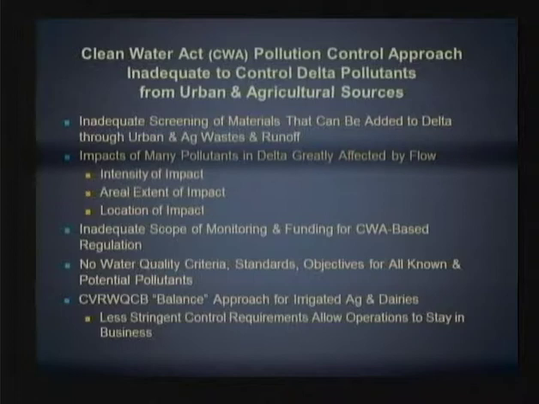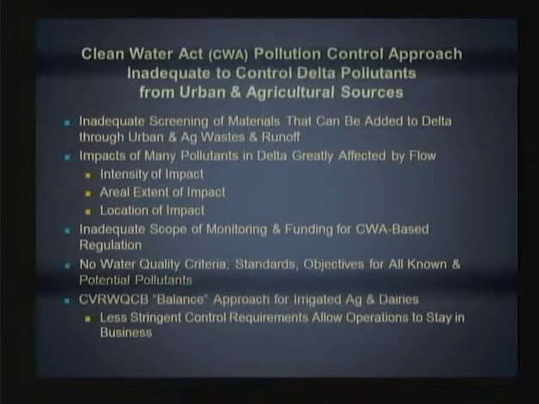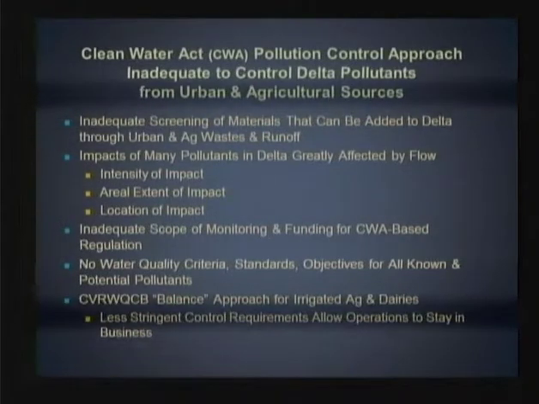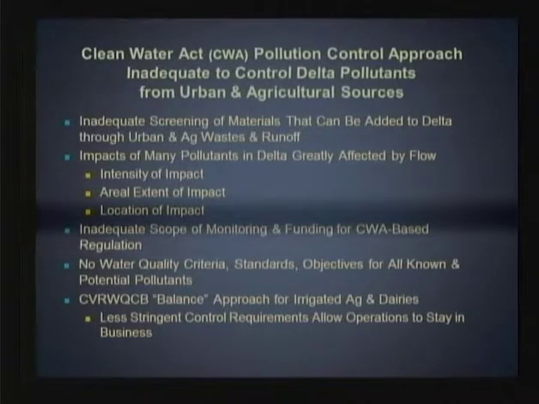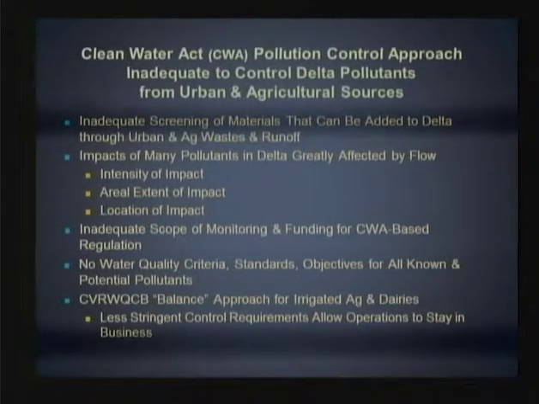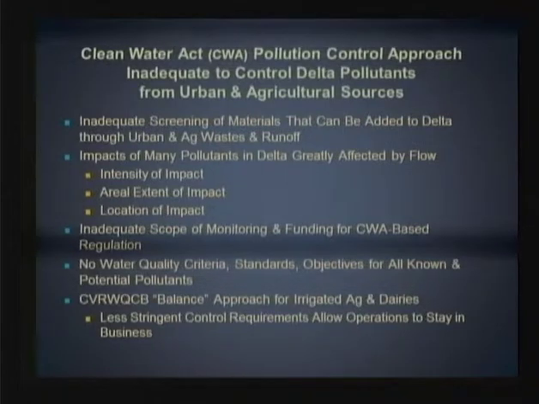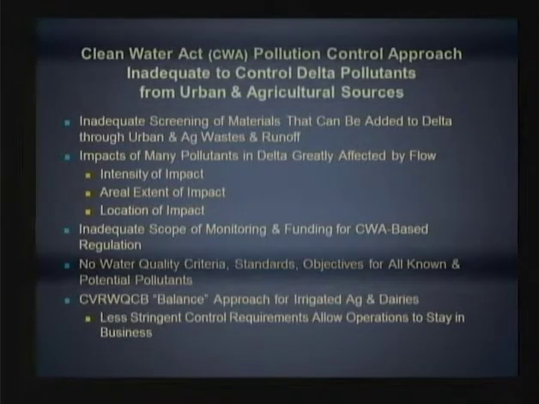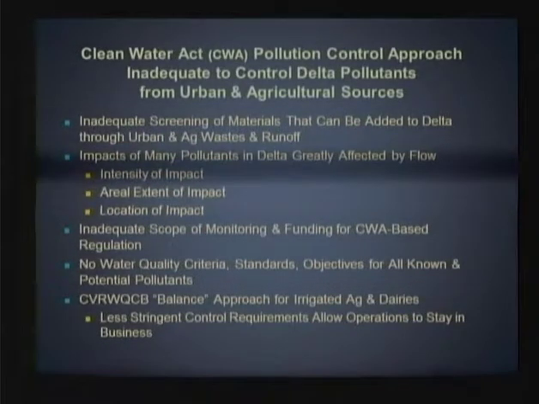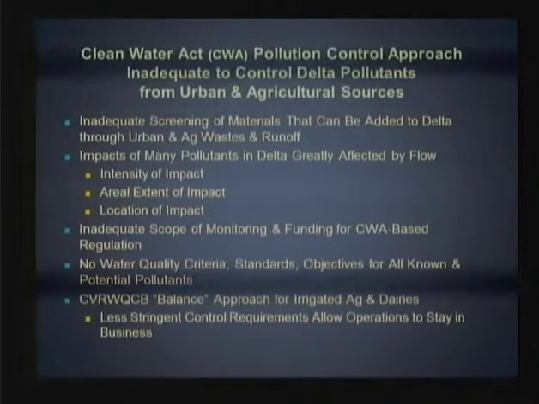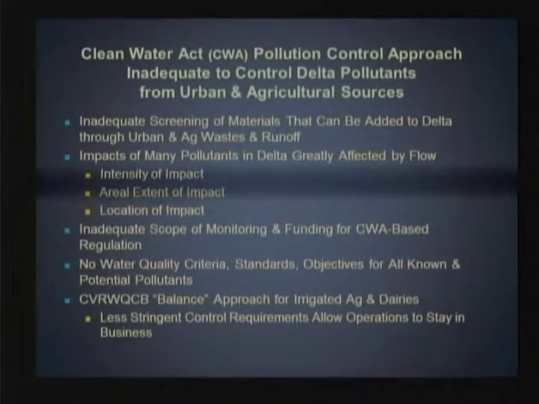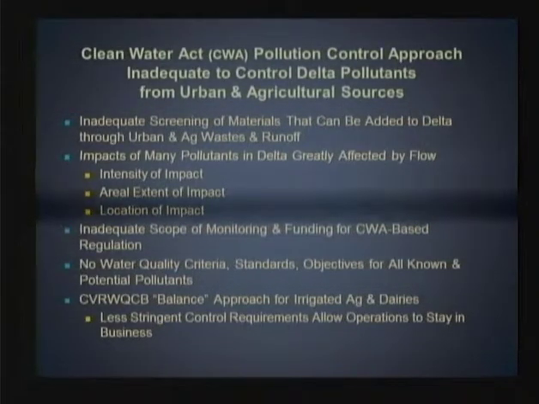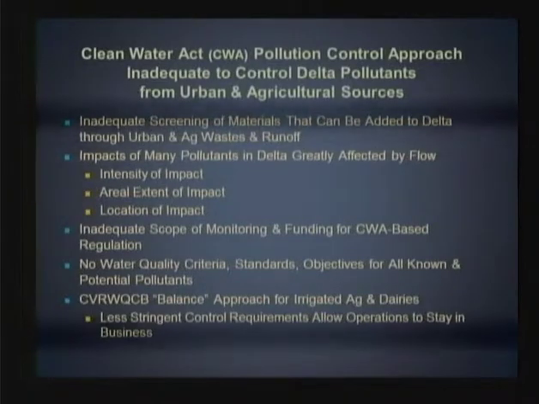The Central Valley Regional Water Quality Control Board admits that it has adopted a balanced approach for regulating certain kinds of pollutants, such as from dairies. They say we're going to allow some pollution to occur in the name of keeping dairies in business. The same kind of thing is occurring with respect to ag drainage. The ag drainage in the Central Valley is not being regulated as it could be if the Clean Water Act were fully enforced to control all discharges from agricultural sources to meet water quality objectives so there's no more than one exceedance every 3 years.